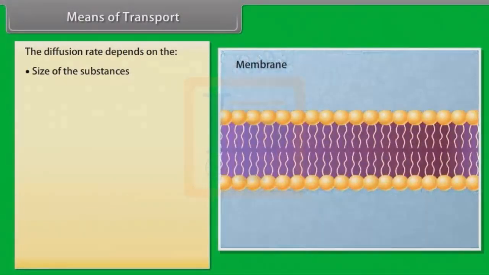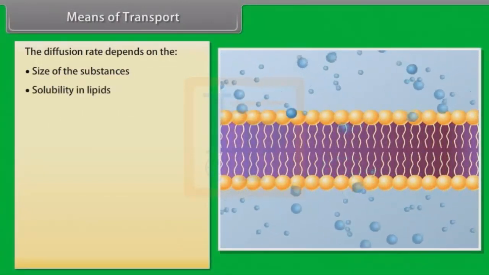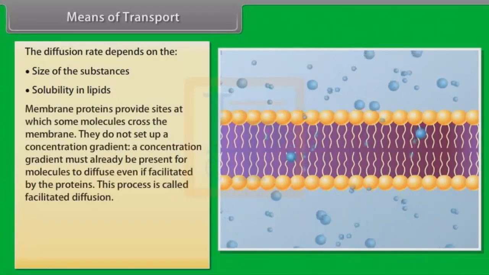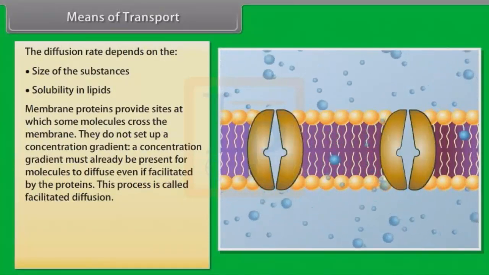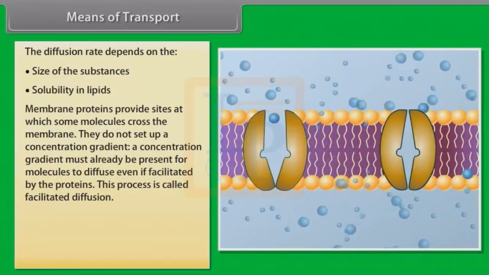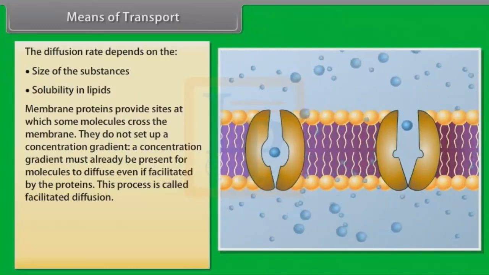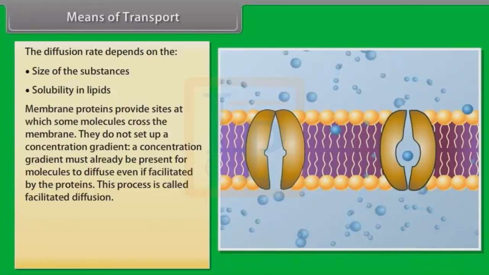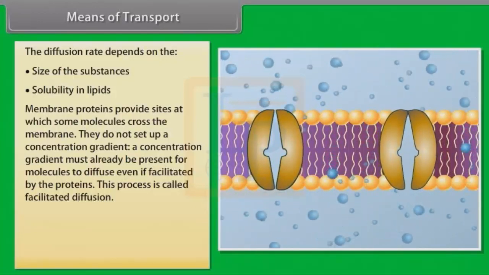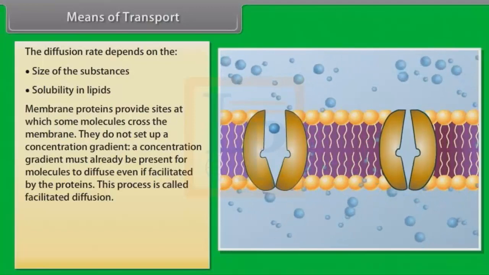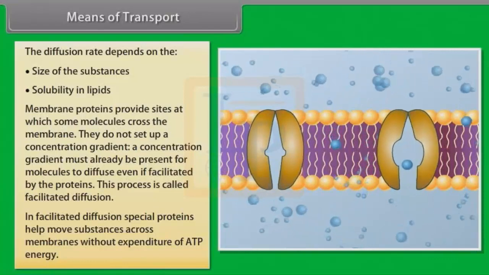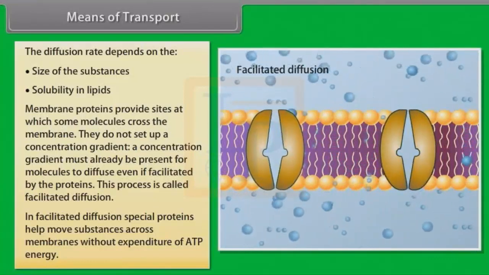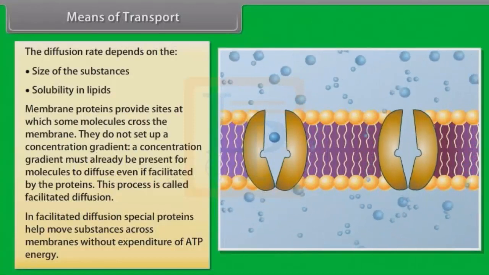The diffusion of any substance across a membrane also depends on its solubility in lipids, the major constituent of the membrane. Membrane proteins provide sites at which some molecules cross the membrane. They do not set up a concentration gradient. A concentration gradient must already be present for molecules to diffuse even if facilitated by the proteins. This process is called facilitated diffusion. In facilitated diffusion, special proteins help move substances across membranes without expenditure of ATP energy.